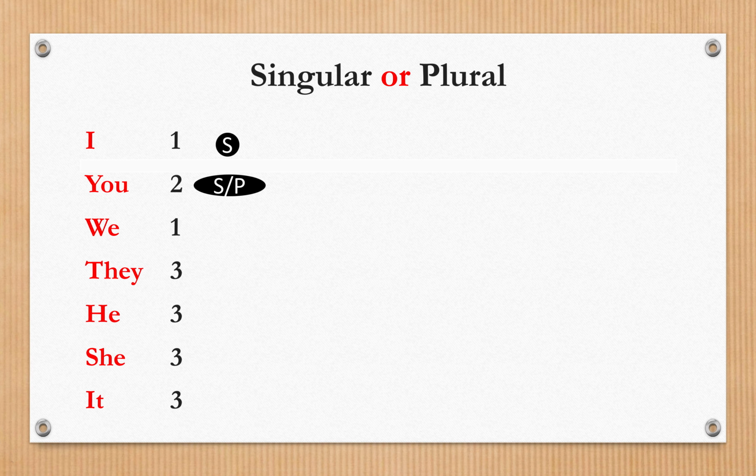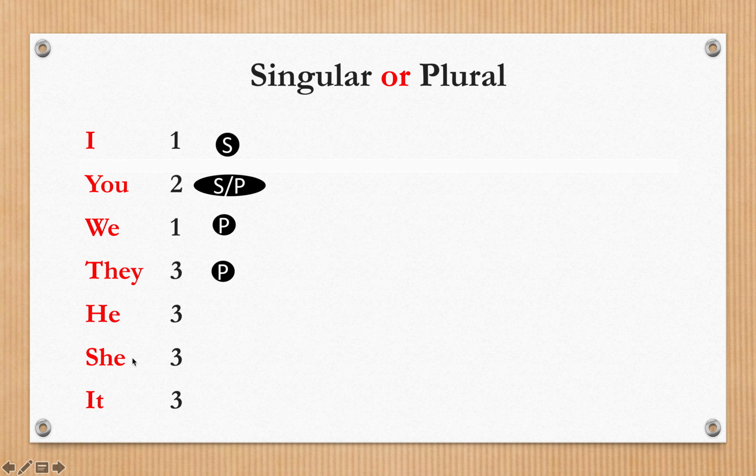If I talk to only you, only one person, then you here is singular. For example, I am a teacher, and in my class there are 20 students. I am talking to the whole class, to the 20 students. So I use the word you: how are you? You are doing a great job. So you here means plural because there are 20 students. We, first person, plural because we is the plural of I. They, third person plural.